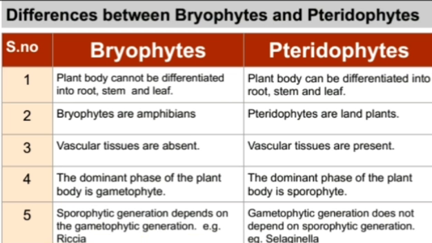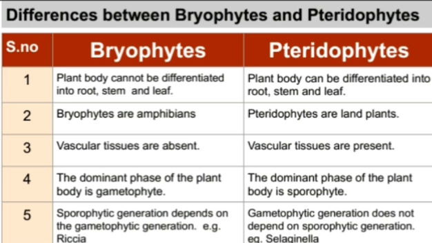Then we will see the difference between bryophytes and pteridophytes. In bryophytes the plant body cannot be differentiated into root, stem and leaf, but in pteridophytes the plant body can be differentiated into root, stem and leaf. Bryophytes are amphibians, pteridophytes are land plants. Vascular tissues, which are xylem and phloem, are absent in bryophytes, whereas in pteridophytes vascular tissues are present.